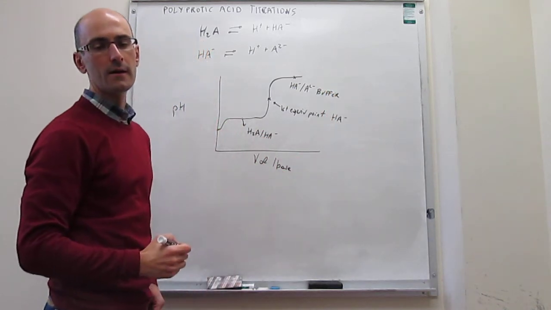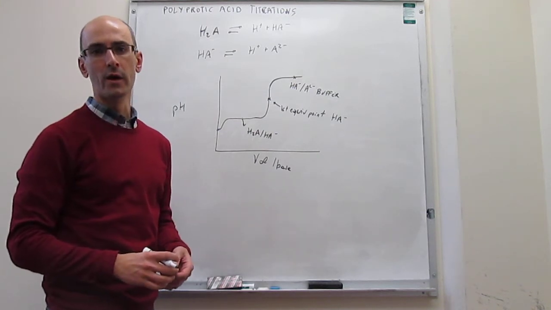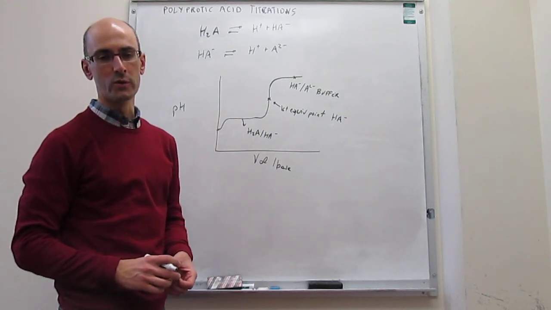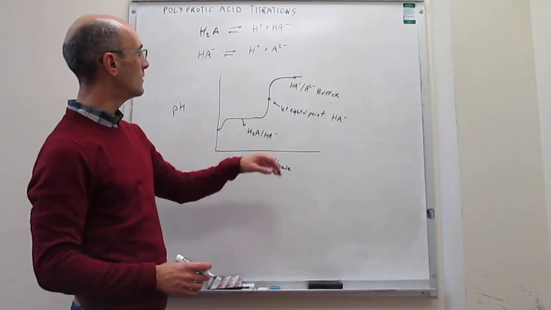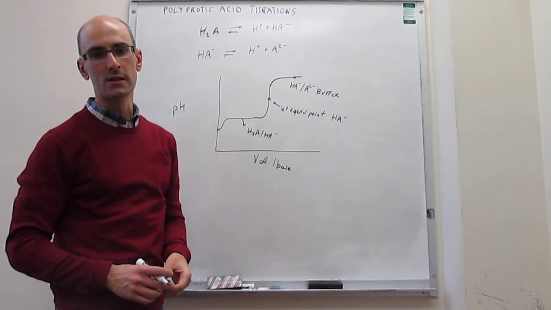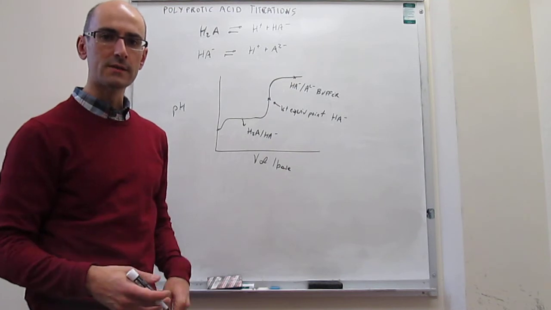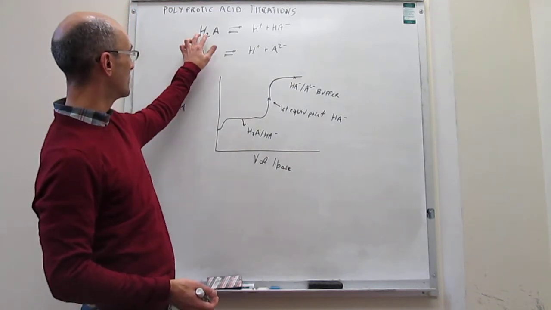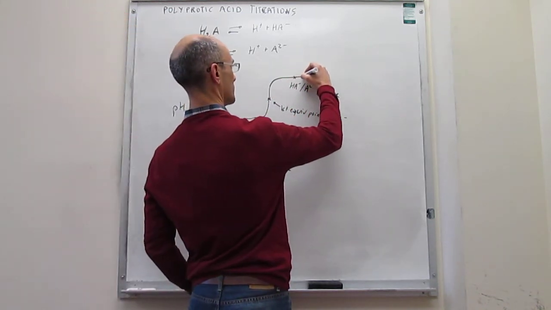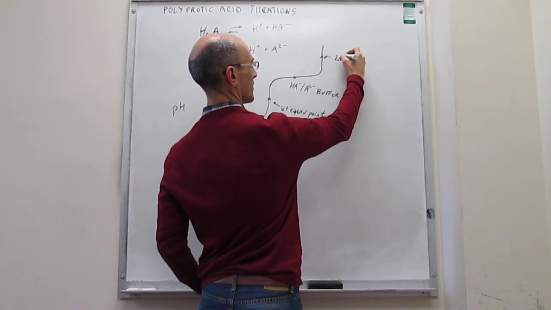As we know, buffers resist the addition of strong base or strong acid very well, and what that means is that the pH is not changing very quickly when you're in that region. Eventually, you consume all of the HA- as you continue to add base, and you can reach the second equivalence point. At that point, you have added exactly the same moles of base as the moles of the two protons that you had initially in that acid. The curve continues to go this way until you reach the second equivalence point.